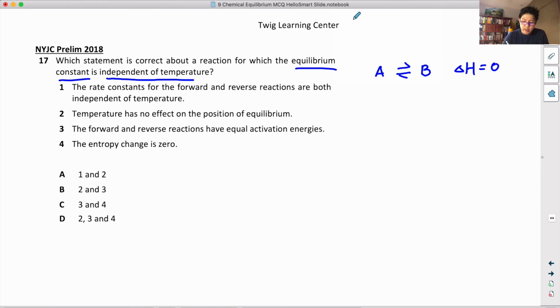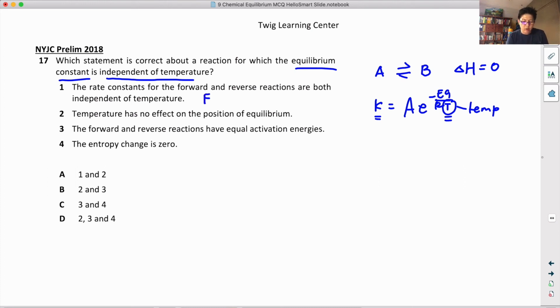Okay, rate constant k, actually there's a formula like this, with Ea over RT. Yep, this Ea is of course activation energy, and this is temperature. So if the temperature changes, the rate constant will change. Alright, so rate constant for the forward and reverse are both independent. That is not true. Temperature changes, rate constant will change. So this is false. I put false.